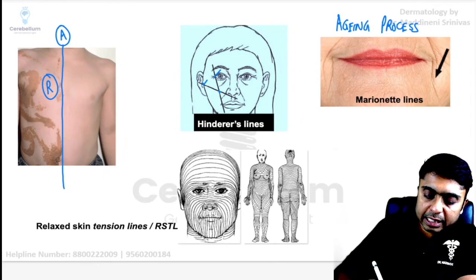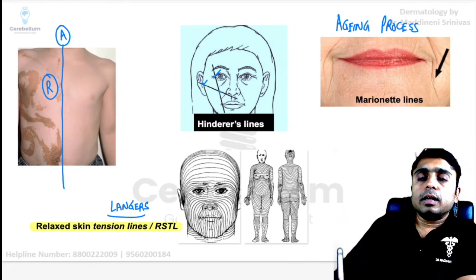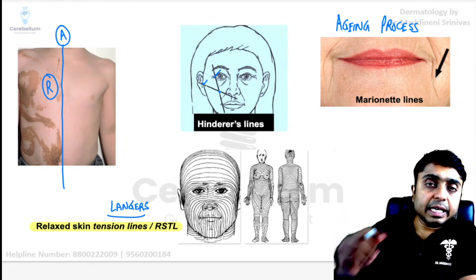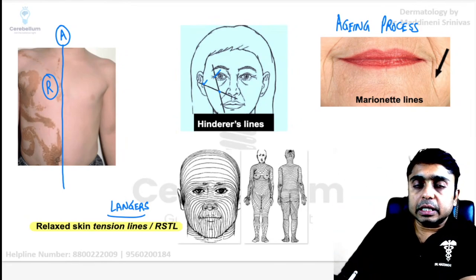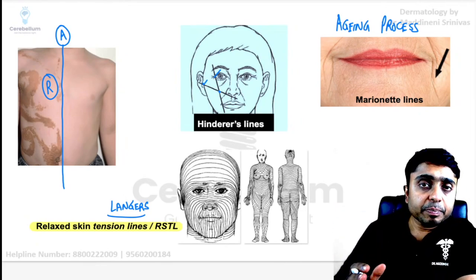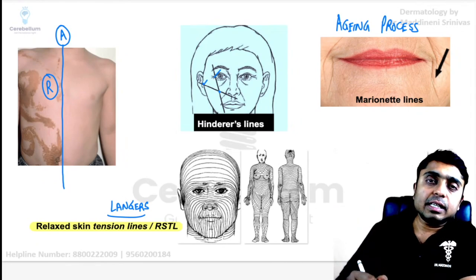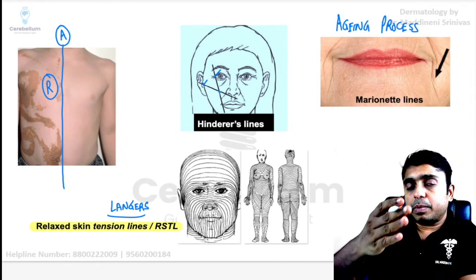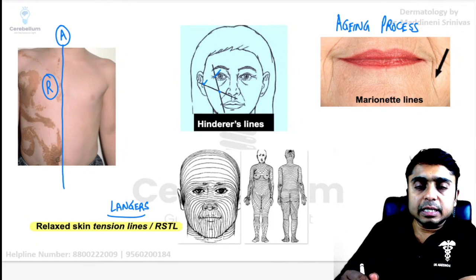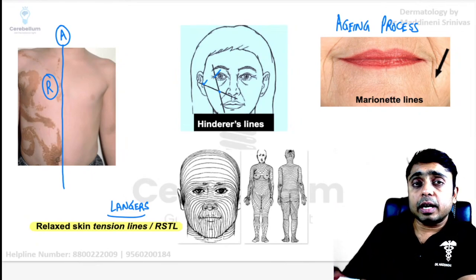Now coming to the other lines, which are referred to as relaxed skin tension lines, which are also called Langer's lines. Langer's lines are basically the orientation of the collagen bundles which are present in the dermis. And what is important? If we have to give an incision during a surgery, always try to give an incision which is parallel to these Langer's lines. If you give a perpendicular incision along these Langer's lines, there is a high possibility that the patient is going to get a bad scar or keloid at that location.